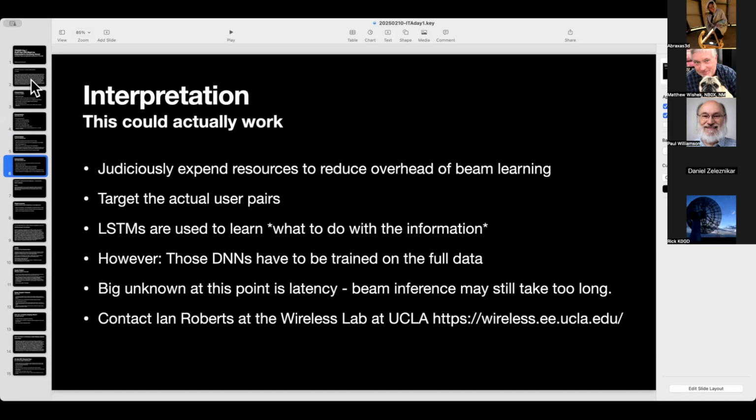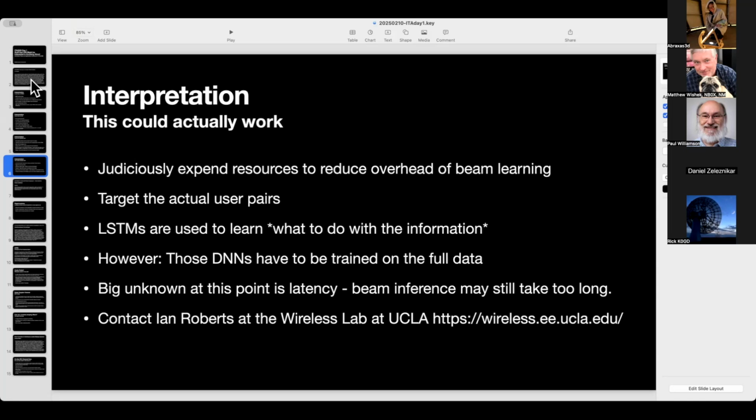They used long short-term memory models. These are sort of deep neural networks, LSTMs. They're used to learn what to do with the information that you're getting with this data-driven approach. However, these models, these deep neural networks, have to be trained on the full data. Okay, so you're not just training on these little tiny pairs. You're walking in with a fully trained LSTM model. And the big unknown at this point is the latency. That inferring your beam may still take too long for this to actually be deployed.